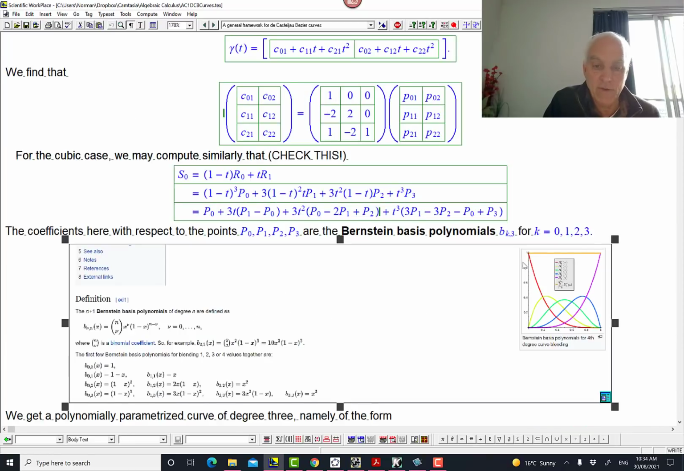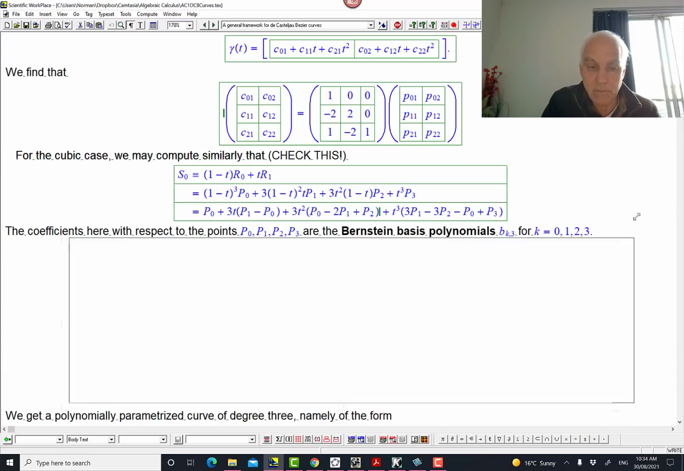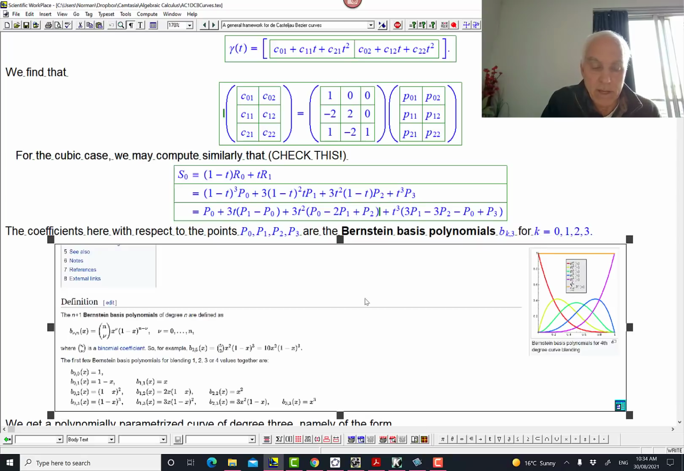I don't know if you can read this. Maybe let me try to make it a little bit bigger. Okay, well, if you just go to Bernstein polynomials, you can find it. And so here's the general formula. It's some binomial coefficient times a power of x times a power of 1 minus x. The same kind of thing that you see here. You have a power of 1 minus t times a power of t times some binomial coefficient.